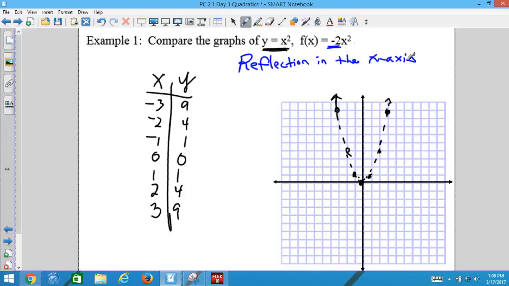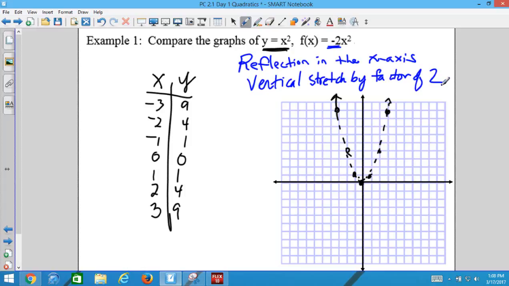Then the second thing is there's something else different. What's the 2 do? It's a stretch. It's a vertical stretch by a factor of 2. It's a vertical stretch with a factor of 2.